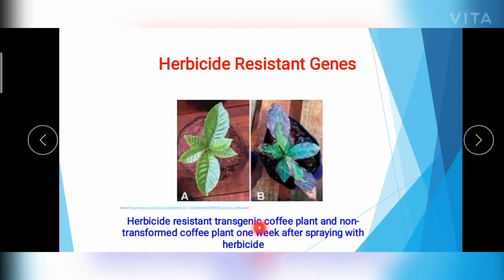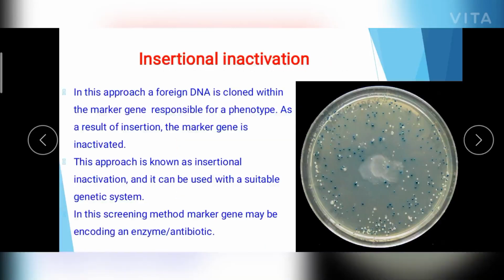So here you are able to see in this picture the herbicide resistant transgenic coffee plant and the non-transformed coffee plant. When you spray this glyphosate herbicide, the resistant plants are green, whereas the susceptible plants are easily prone to this herbicide. That is what is observed.